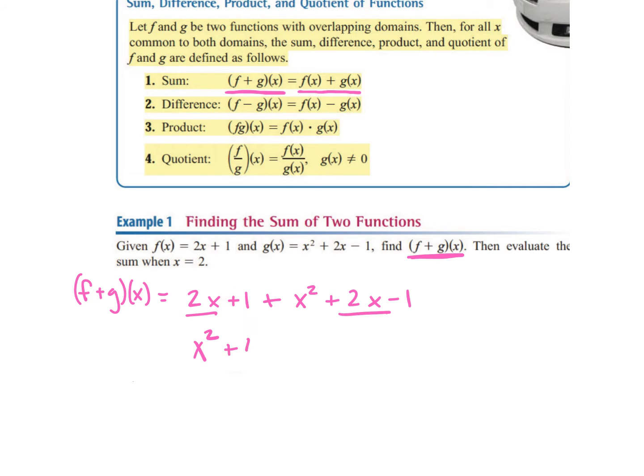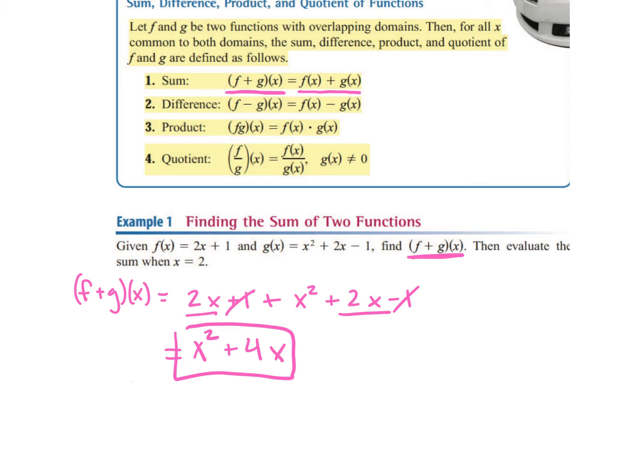Plus 4x, because I have 2x plus 2x. And then 1 minus 1, these would actually cancel out. So our f plus g of x is x squared plus 4x. So we just add the two functions together and simplify where we can.